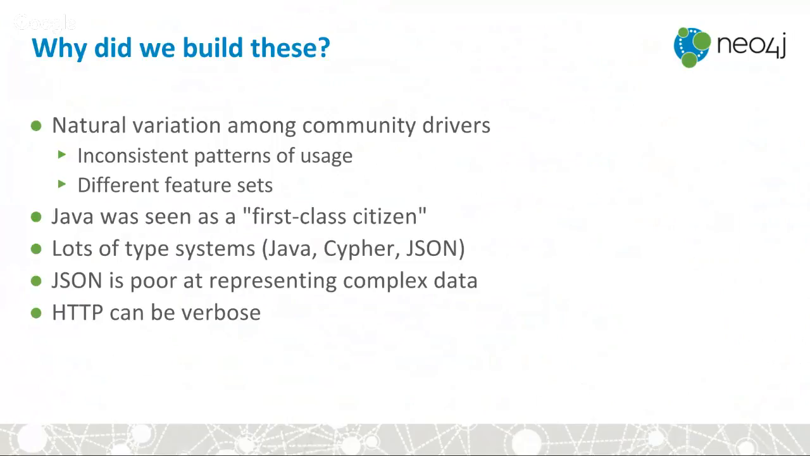There were a lot of type systems to deal with across the board. So Java's type system is very close to the low-level store of Neo. Cypher had its own type system, and JSON, which was used as part of the HTTP offering, obviously added its own complexities at the top level. It is in some ways lossy and not great for representing complex data structures. So that was a problem and a complication. And HTTP itself can be quite verbose in some cases, especially when you're doing a lot of little requests. Sometimes the HTTP headers can be a bit of an overhead. So we had some motivation there to make some improvements.